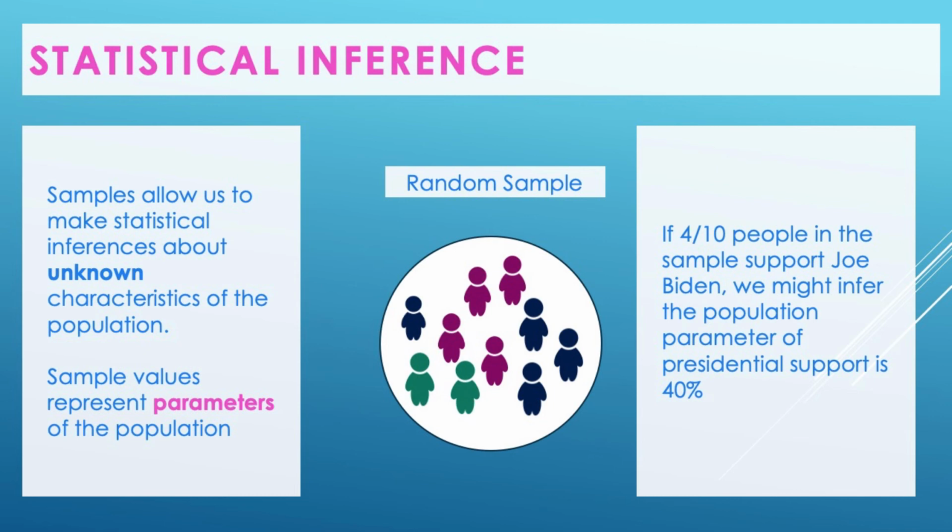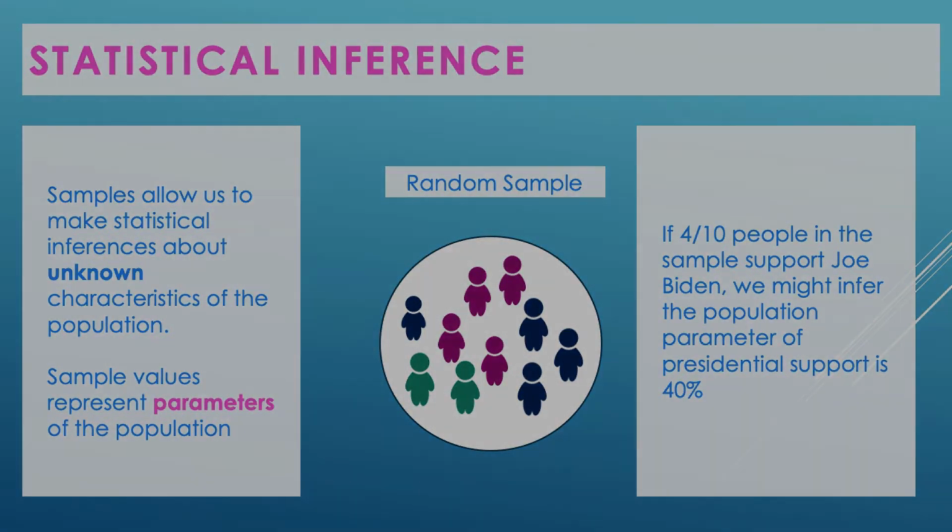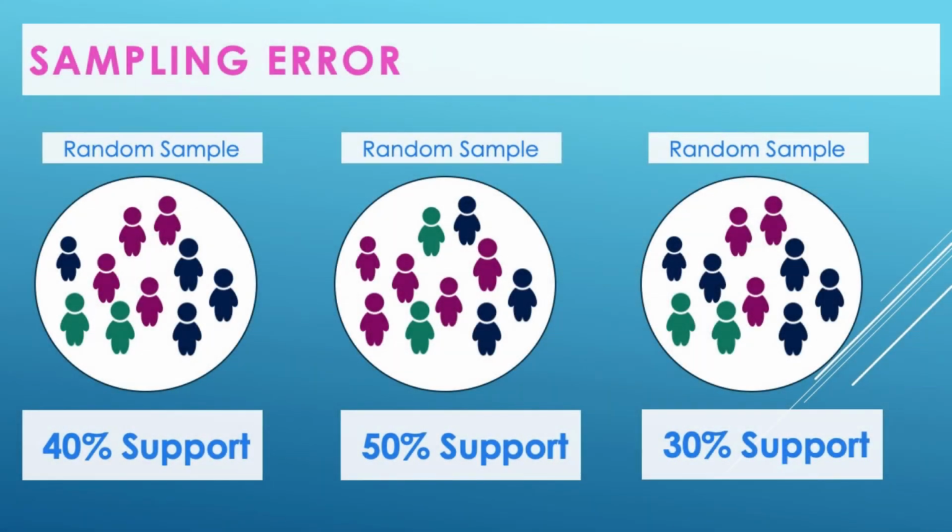But the underlying theoretical premise of some of the statistical analyses that we'll be making in this class is based upon the idea that if we were to conduct random sample after random sample after random sample infinitely, gauging presidential support, for example, say in one sample we found that 40% supported Joe Biden. Let's say in another sample with 10 people that figure was 50%. Let's say in another sample it was 30%.